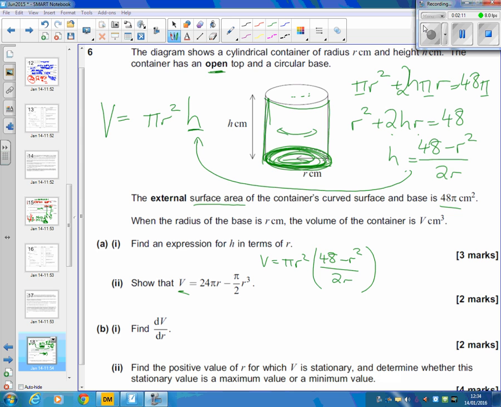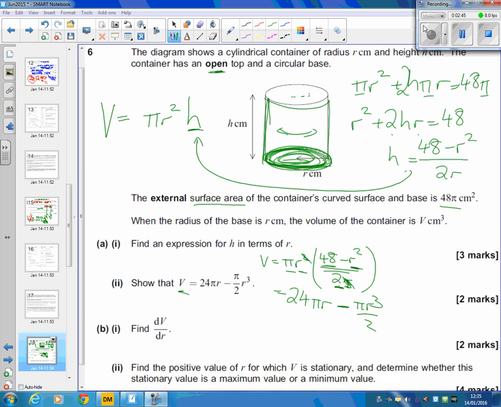And this time we know what we're aiming for, so we can try and see how things go. Let's cancel this r here with one of those there. That cancels that out. And we've now got 48 divided by 2, so that's 24 pi times r, take away pi times r squared divided by 2. And that is what we were trying to get here.